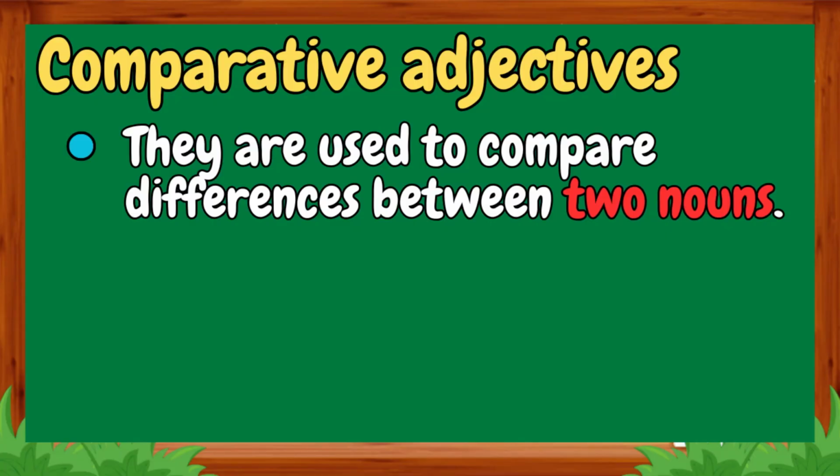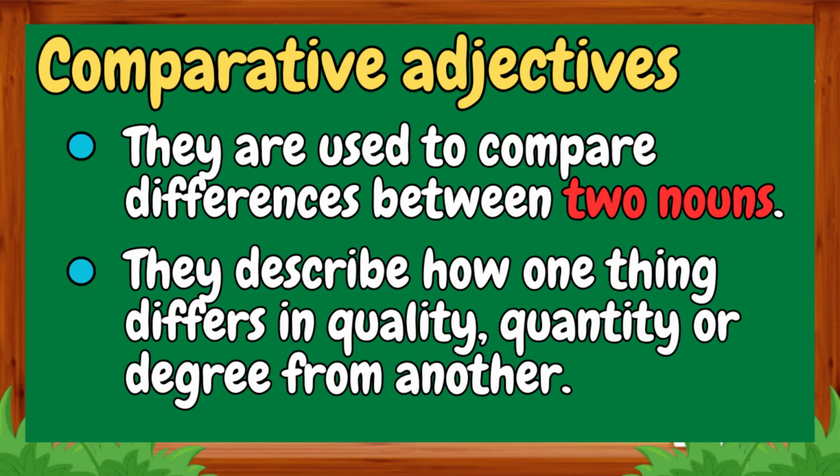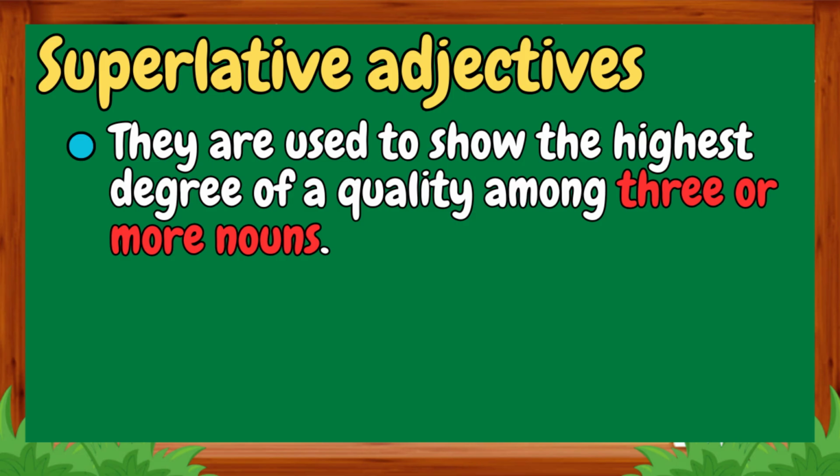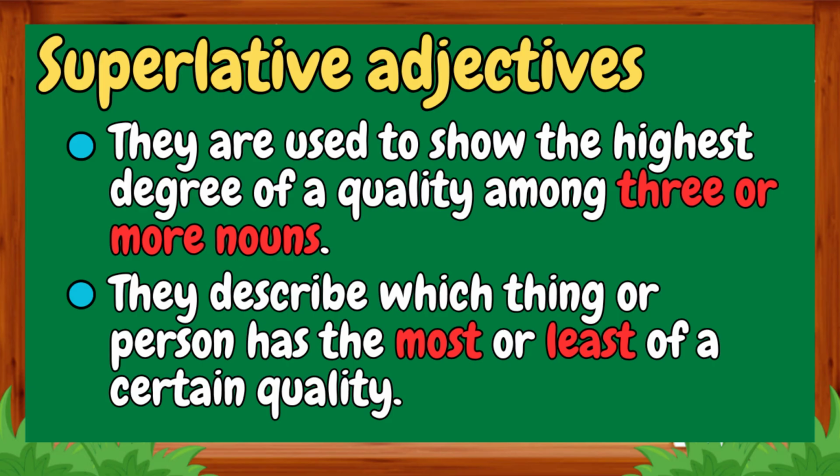So when do we use comparative and superlative adjectives? Well, comparative adjectives are used to compare the difference between two nouns, and they describe how one thing differs in quality, quantity, or degree from another. So comparative, remember, we're comparing two things. And when do we use superlative adjectives? They are used to show the highest degree of quality among three or more nouns. They describe which thing or person has the most or least of a certain quality. So superlative, three or more. So remember that.